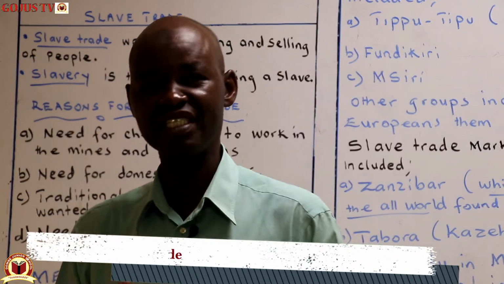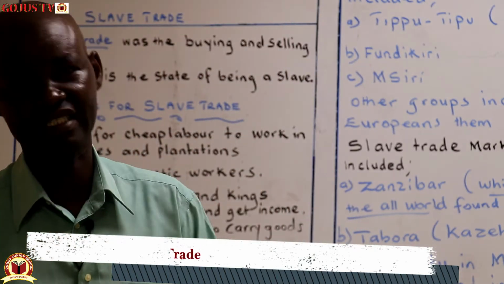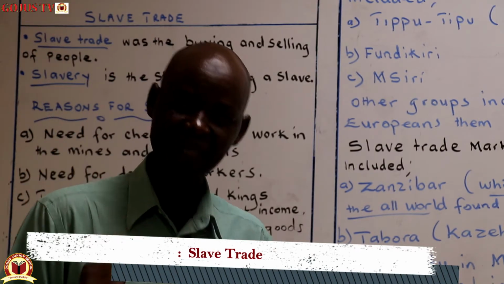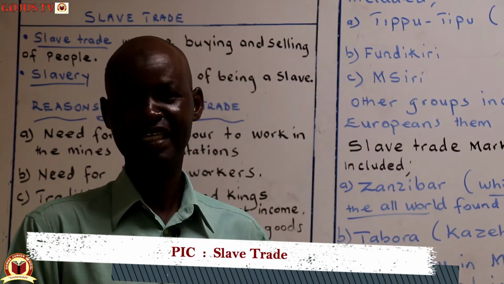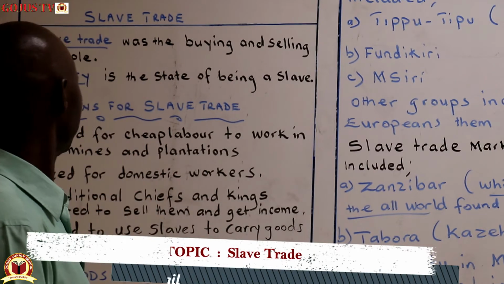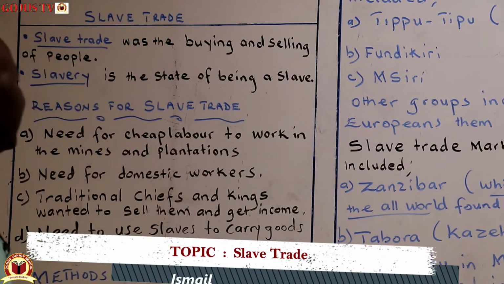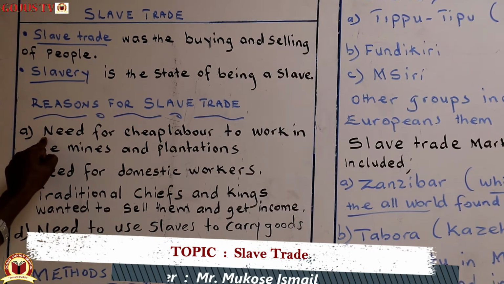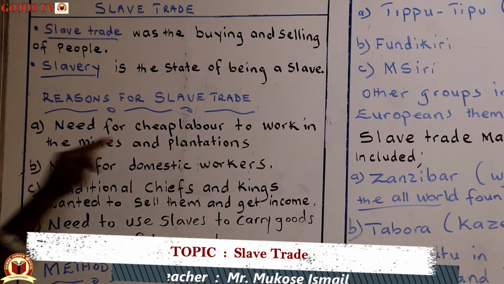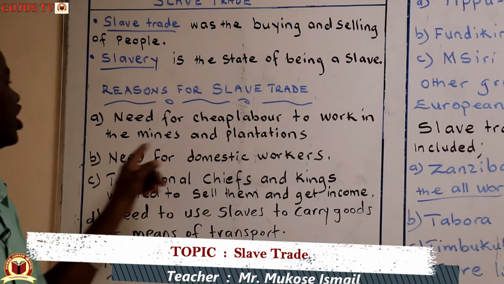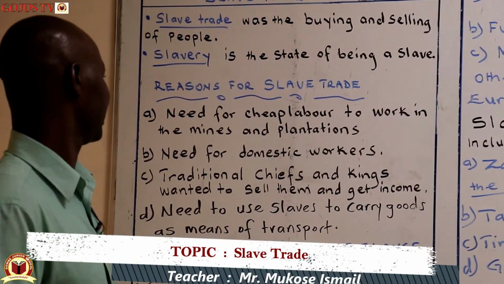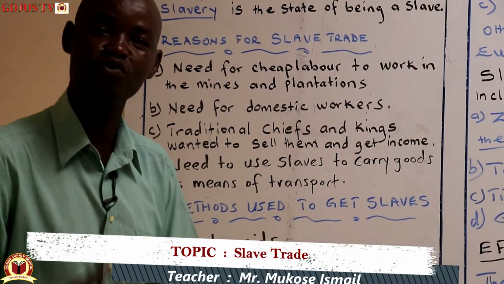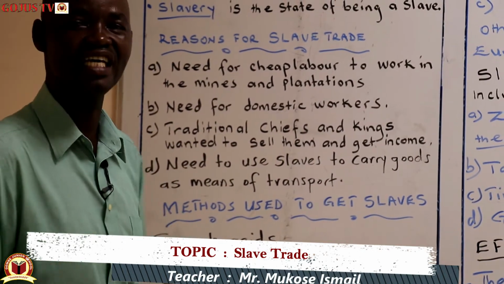You are aware that in P6 and P5 we said that when the Arab traders came to Uganda, East Africa, basically they came to look for manpower, slaves. And here are their reasons for carrying out this kind of trade. Number one, there was need for cheap labor to work in the mines and plantations. There was also need for domestic workers. These slaves were taken to work as domestic workers.